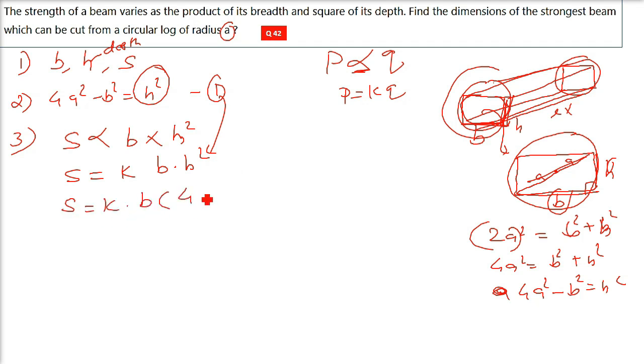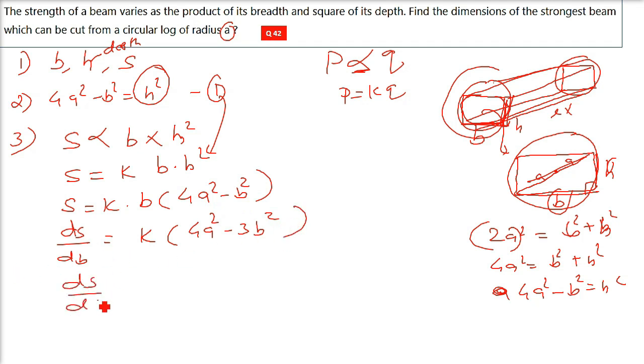Now in place of H square, replace it by 4A square minus B square. Now we will differentiate it, dS by dB. Just multiply this inside; K should not be multiplied because it's a constant. 4A square B minus B cube has to be differentiated. You will get 4A square minus 3B square. So dS by dB has to be equal to 0.